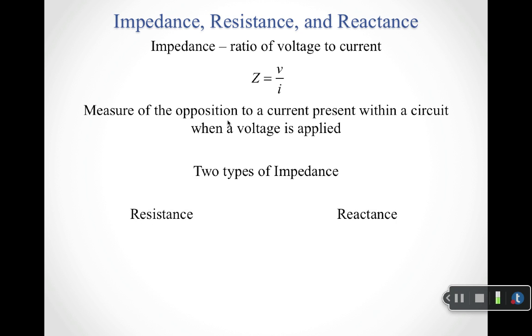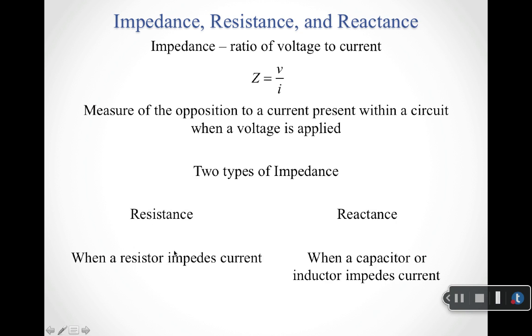There are two components that are going to end up factoring into the overall impedance within the circuit. One of them is the resistance, the other one is the reactance. The resistance is what you get when a resistor impedes current. The reactance is what you get when either a capacitor or an inductor impedes current. We'll talk about all three of these things: impedance, resistance, reactance. They're all measured in ohms. Their units are all the same, but there are some subtle differences in terms of what they're trying to explain.